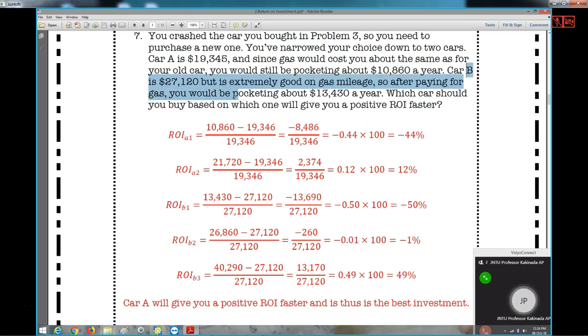Coming to car B, that is $27,120, but it is extremely good on gas mileage. So after paying for gas, you will be pocketing $13,430. Just the fuel charges we are going to subtract, then we are going to get $13,430 per year. So which car are you going to buy, and at how many years of service will you have a positive return on investment?